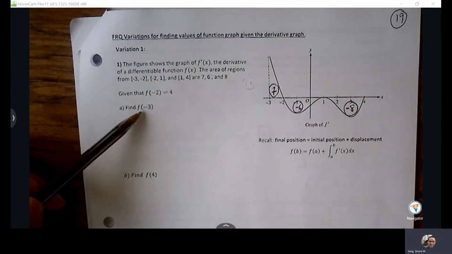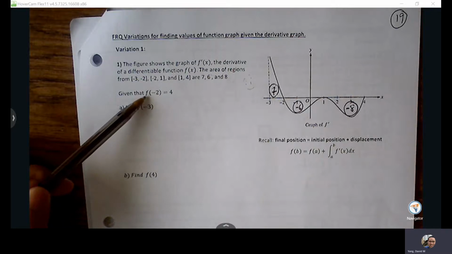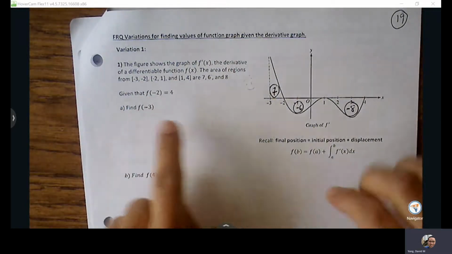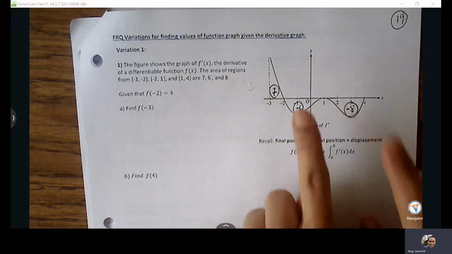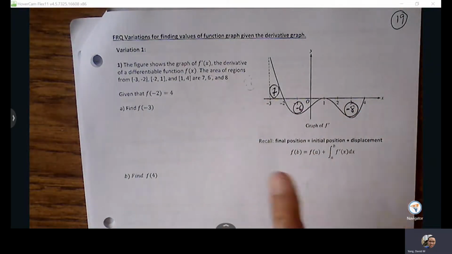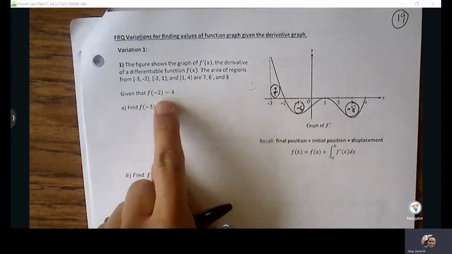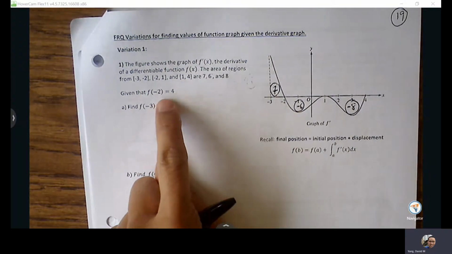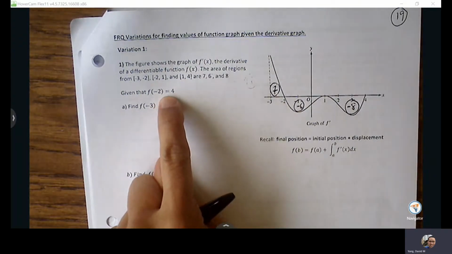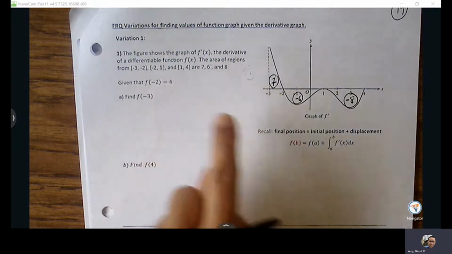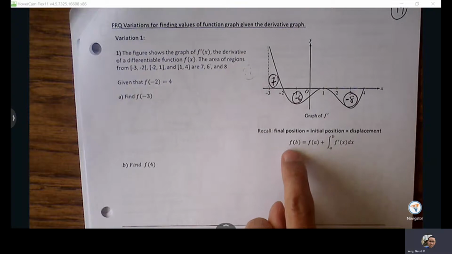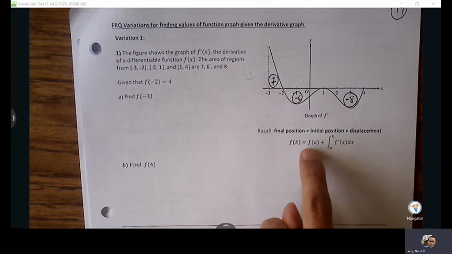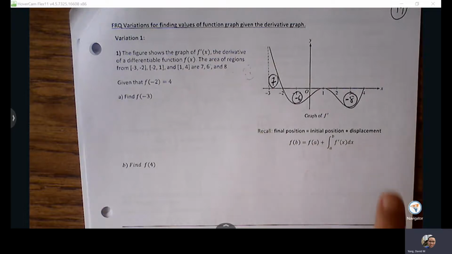So it says find f of -3 given f of -2. Well, I know that if I take the integral of a certain region, it'll give me the displacement. It'll give me the net change. But if I want to find where the physical location is, I have to tack it on to my starting point. So I need to rely on this formula here, which says that any location I'm looking for is going to be a given or starting or initial position plus displacement.